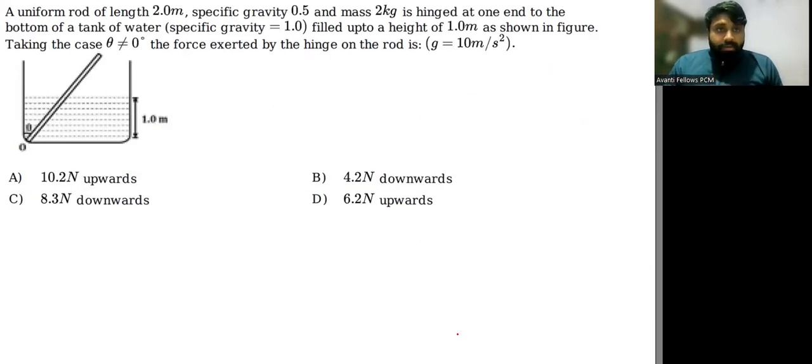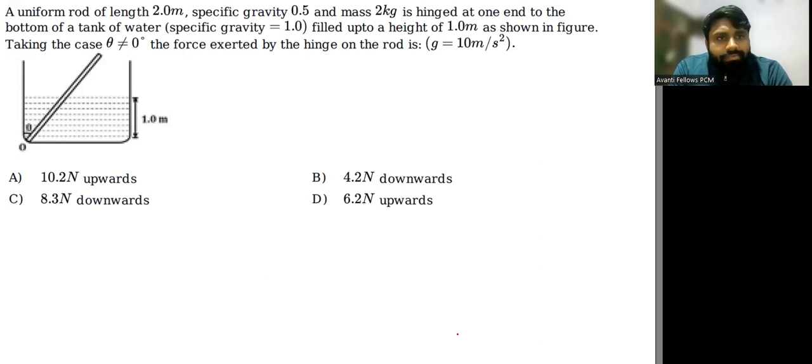Now, this question is from mechanical properties of fluids, or generally we will say fluid mechanics, and it is a very important, very conceptual question. A uniform rod of length 2 meter, specific gravity 0.5, mass 2 kg is hinged at one end to the bottom of a tank of water, specific gravity 1, filled up to a height of 1 meter as shown in the figure.